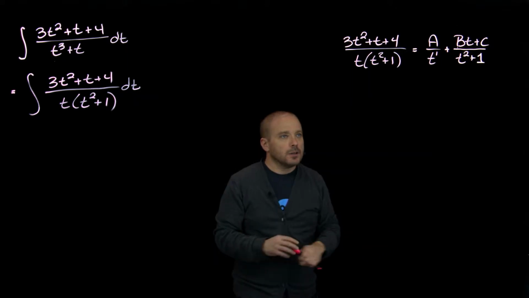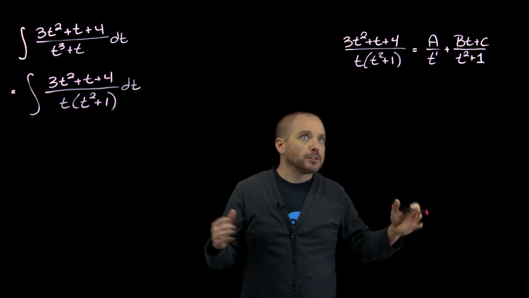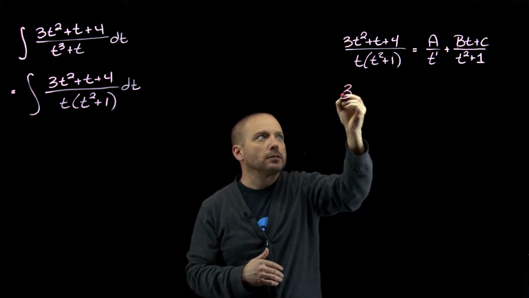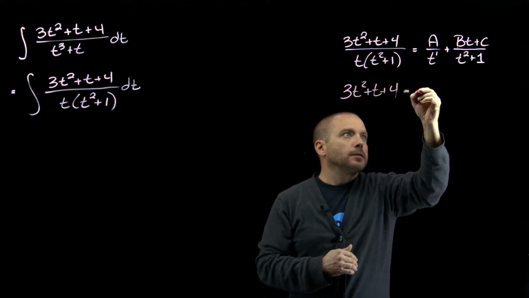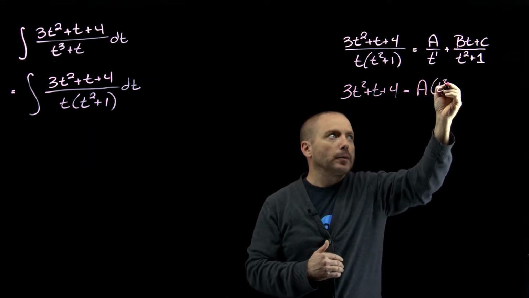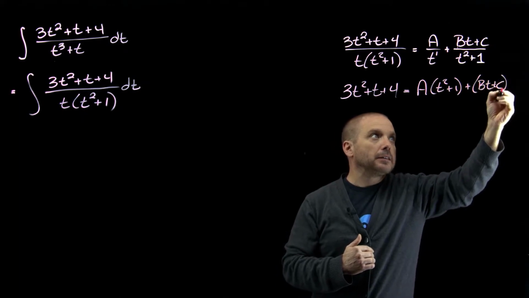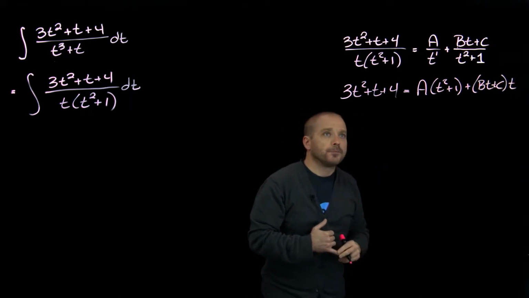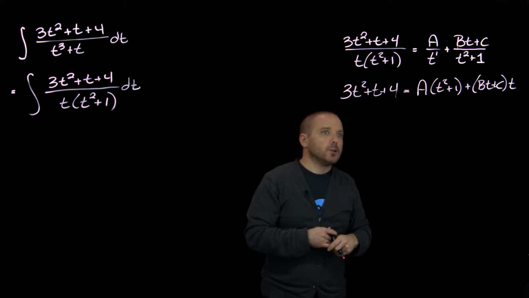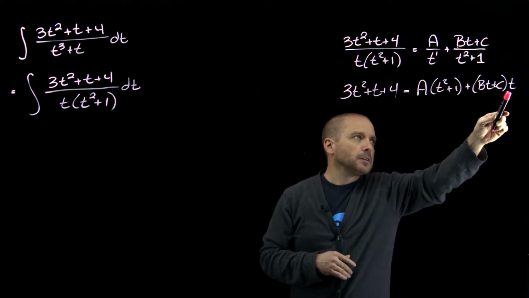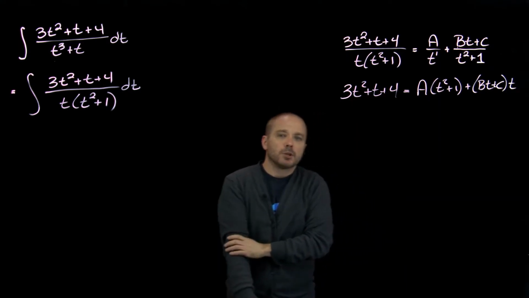Now we just continue in the fashion that we did in the past. Multiply both sides by this common denominator to clear our fractions. So over here, we're going to have A times t squared plus 1. And then Bt plus C is times t. Now, shortcut-wise, you could plug in t equals 0. That would get rid of all that, and you could solve for A. A would be 4. So you could do a little bit of shortcut.